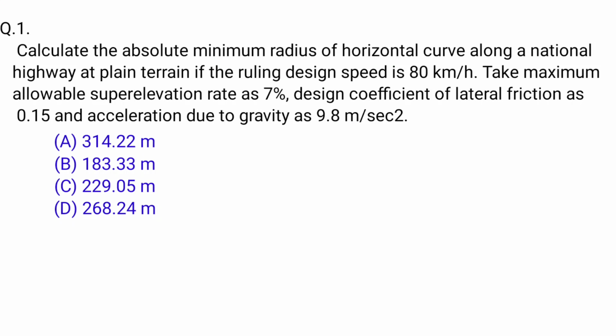Question number 1. Calculate the absolute minimum radius of horizontal curve along a national highway at plain terrain if the ruling design speed is 80 km per hour. Take maximum allowable superelevation rate as 7%, design coefficient of lateral friction as 0.15 and acceleration due to gravity as 9.8 meter per second square. Options: A. 314.22 meter, B. 183.33 meter, C. 229.05 meter, D. 268.24 meter.